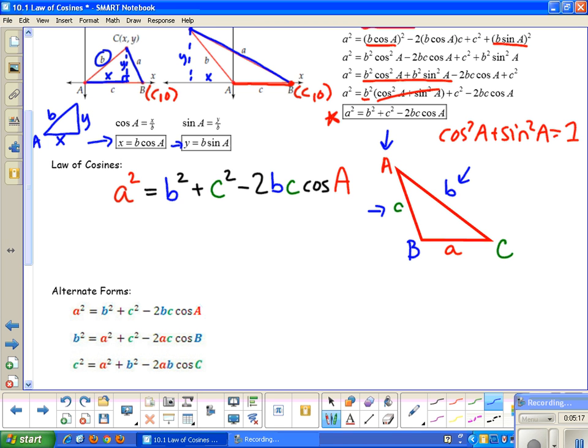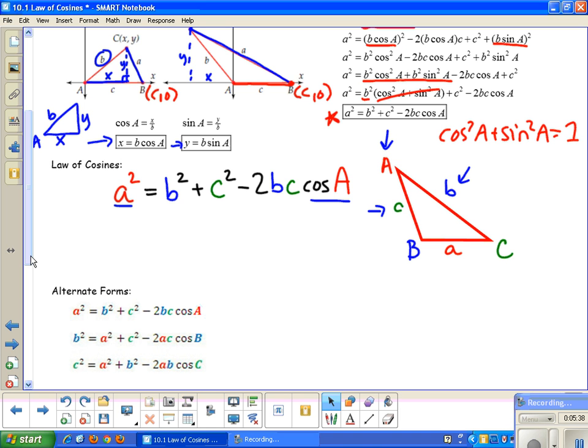So if I wanted to solve for A, I have A squared equals B squared plus C squared minus 2BC cosine A. Notice that here, if we're solving for side A, you're taking the cosine of that angle, and then you're adding the other two lengths that you already have in the problem, minus 2 times the two lengths.